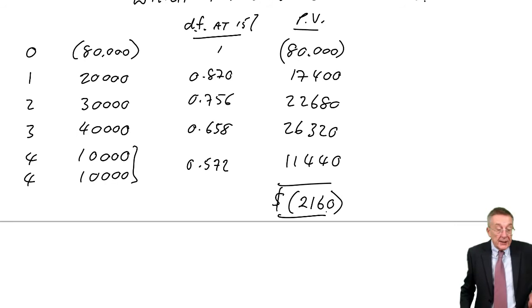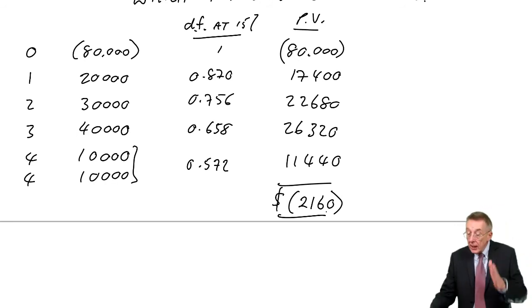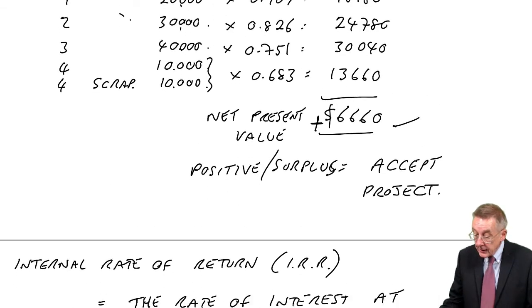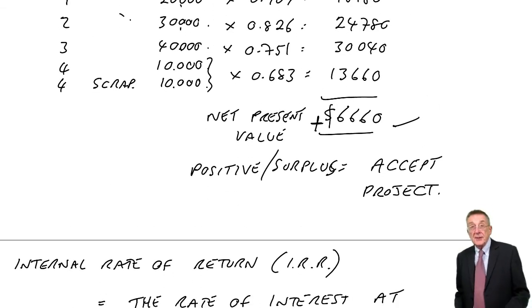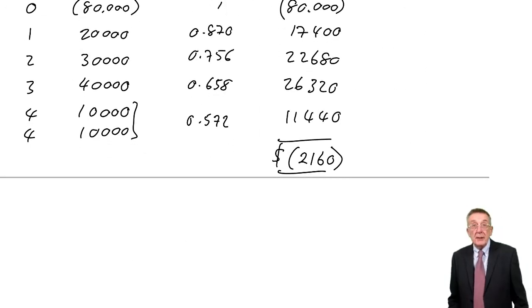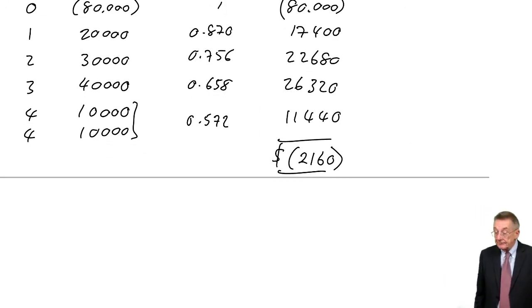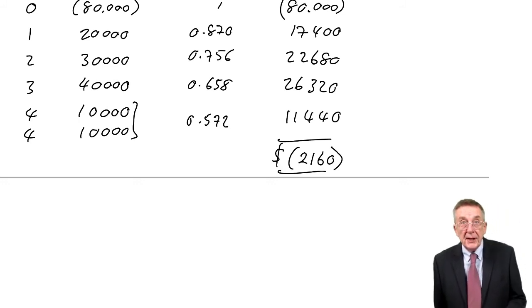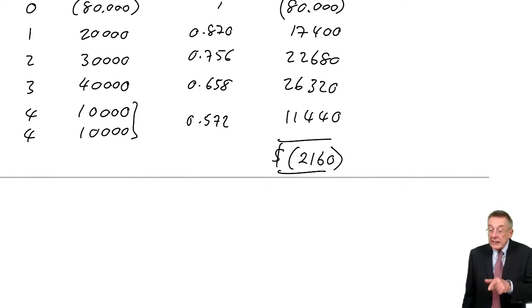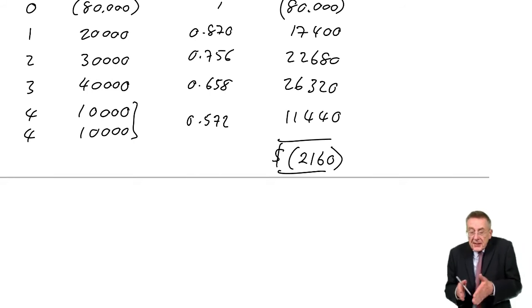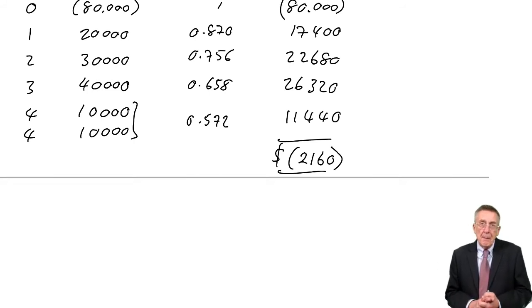Now it's lower, as you'd expect: higher rates of interest, lower net present value. So if interest is at 10%, we got plus 6,660. Interest at 15% made it a lot worse. It was minus 2,160. But what I want to know, this internal rate of return, is at what rate of interest would it be 0? And I think it should be clear to you that it's going to be somewhere between 10 and 15.